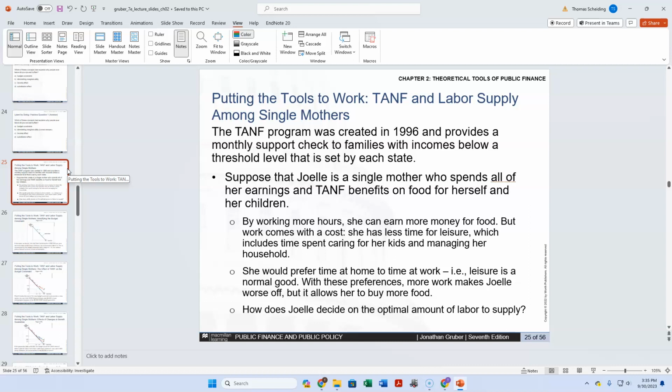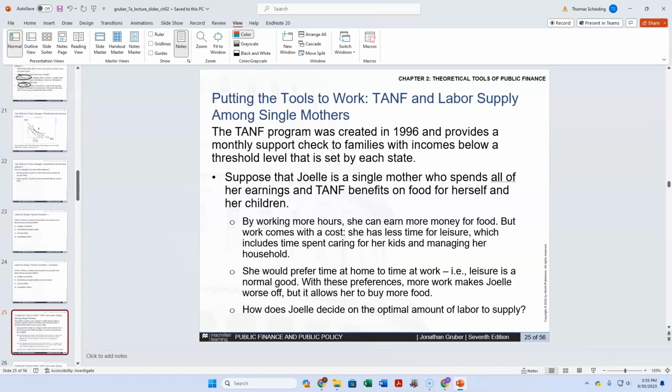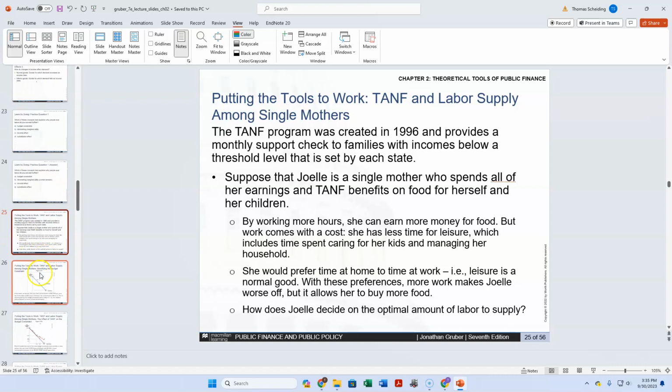And I don't know even why they say single mothers. It really could be single fathers as well, or just any single parent.